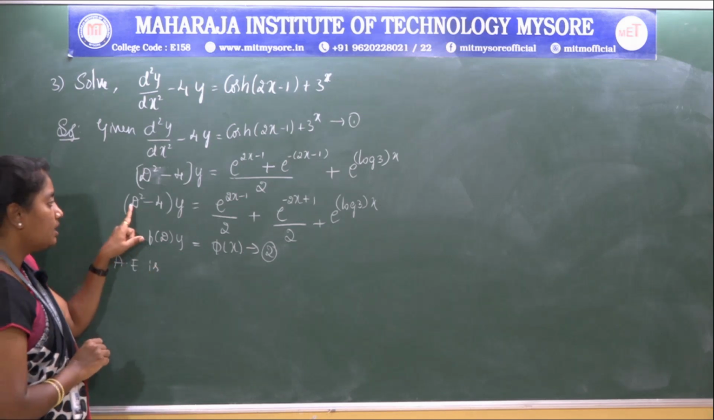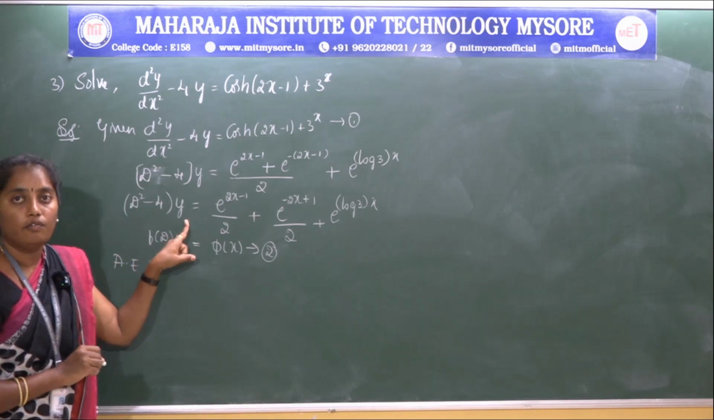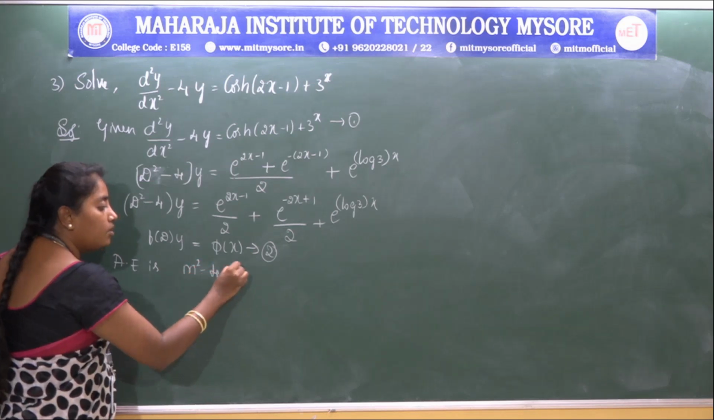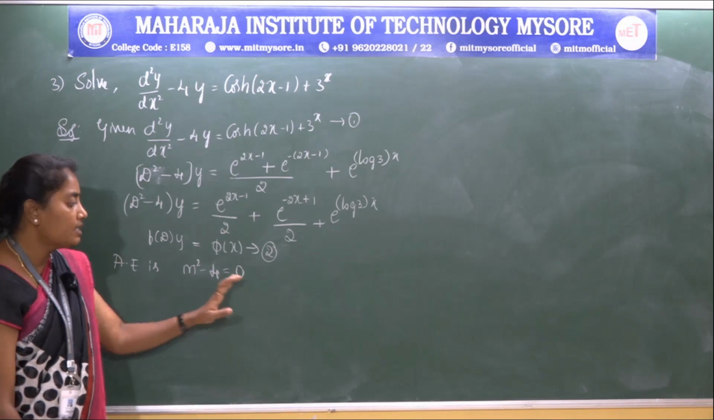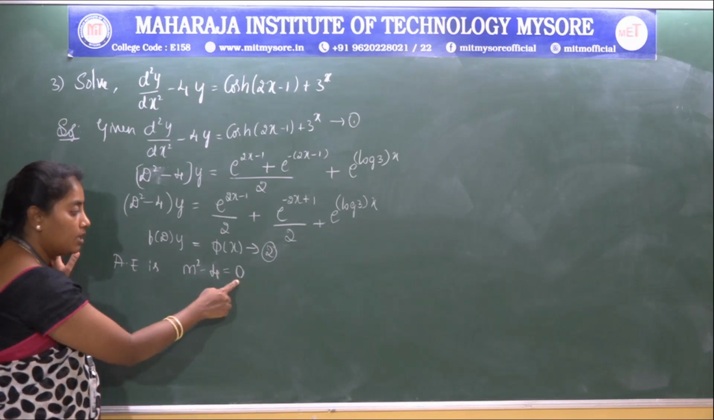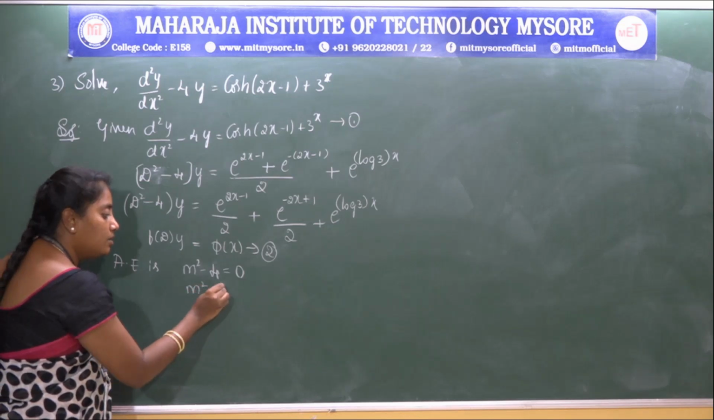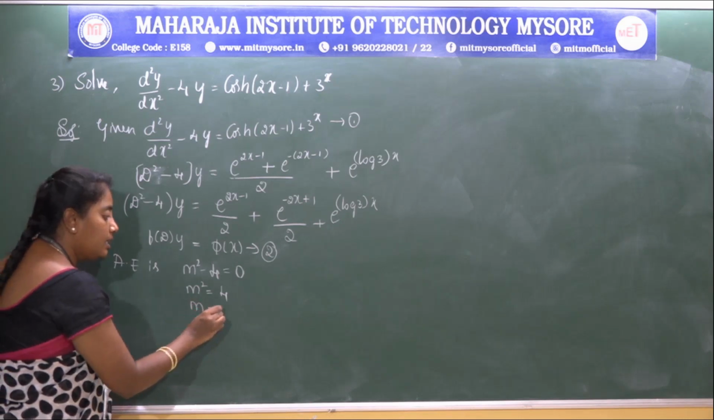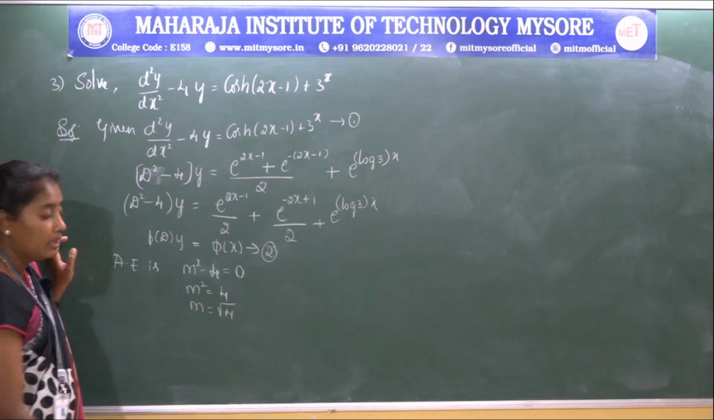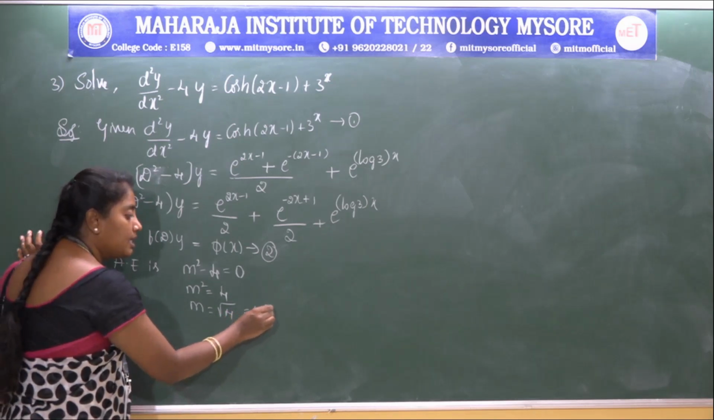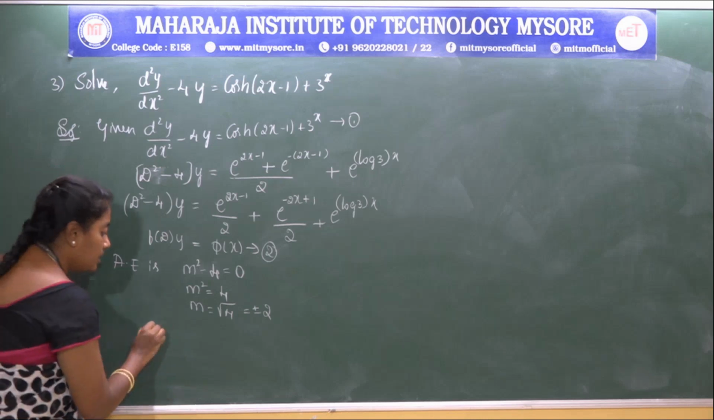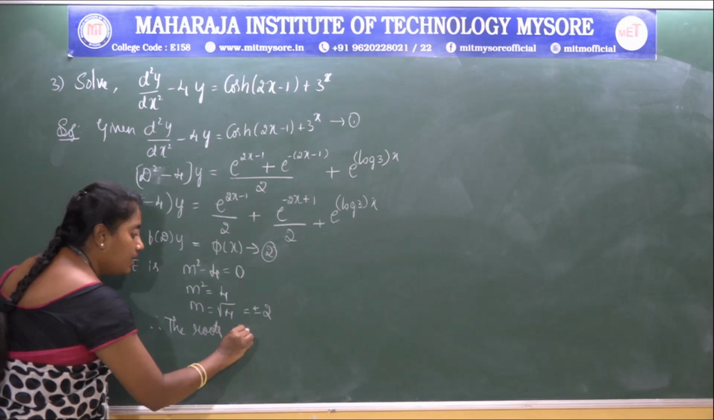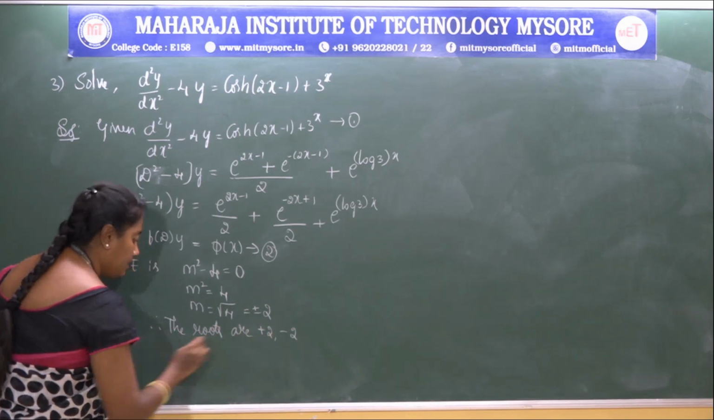What is auxiliary equation here? We have d square minus 4 of y equal to 0. So auxiliary equation is m square minus 4 is equal to 0. We can simplify easily. M square minus 4 equal to 0. Then m square is equal to plus 4. If m square is equal to plus 4, m is equal to root 4. If m is equal to root 4, then that is equal to plus or minus 2. Therefore, two roots are plus 2 and minus 2.